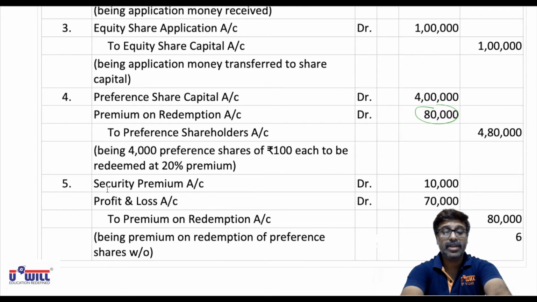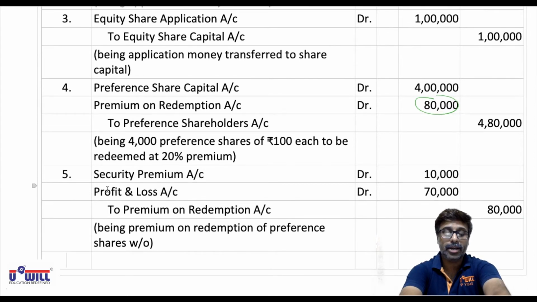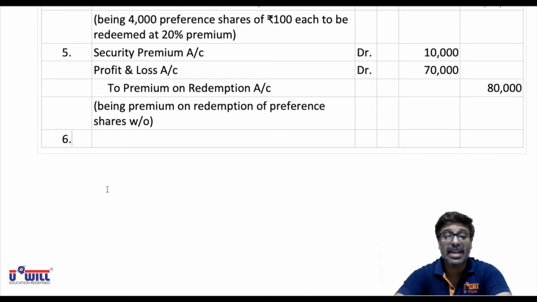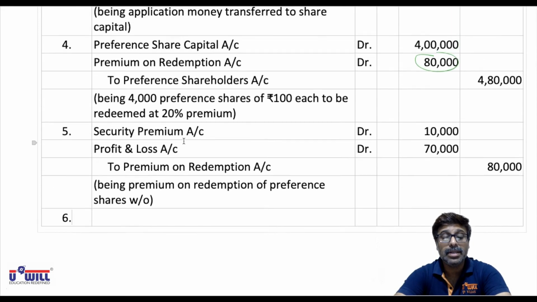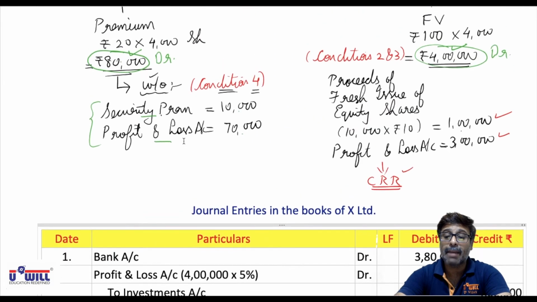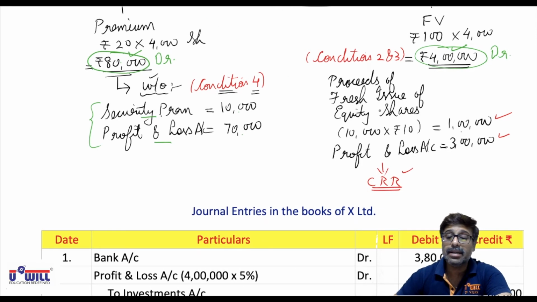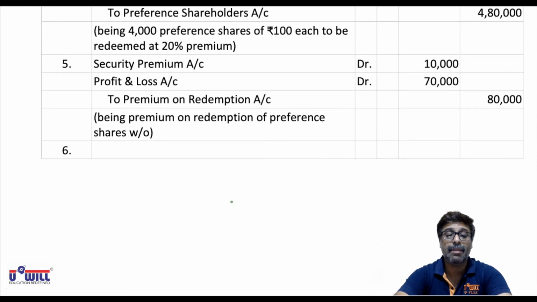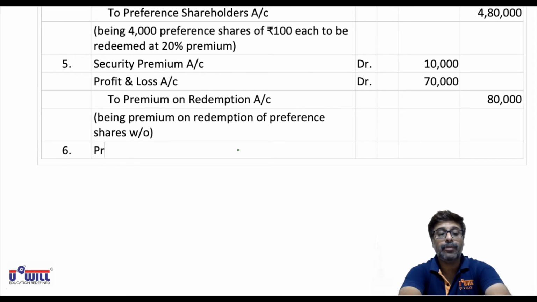Now the sixth entry we studied was related to transfer of profits to capital redemption reserve. Before we make any payment to preference shareholders, we have to transfer the profits to capital redemption reserve. See here, profit and loss account of 3 lakhs we have to transfer to capital redemption reserve, and capital redemption reserve is as good as share capital only. So all of you write down profit and loss account debit.